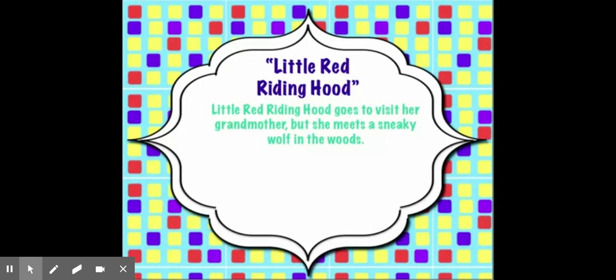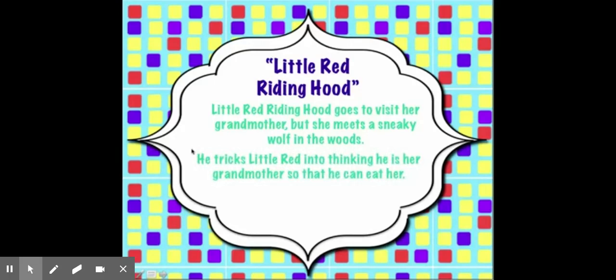Did you figure it out? We've got the main characters. We've got Little Red Riding Hood, and we've also introduced the sneaky wolf, and we've mentioned the grandmother. We've also talked about the setting because it mentions that this happens in the woods. Okay, let's see what else we can do. He tricks Little Red into thinking he is her grandmother so that he can eat her. We're getting into some of the problem now. The problem that Red is dealing with is that she is being tricked by this wolf.